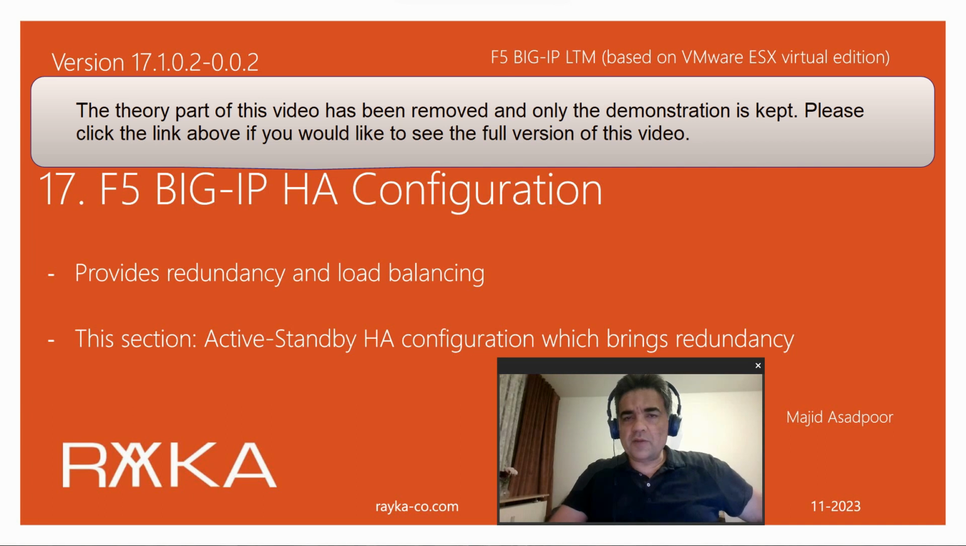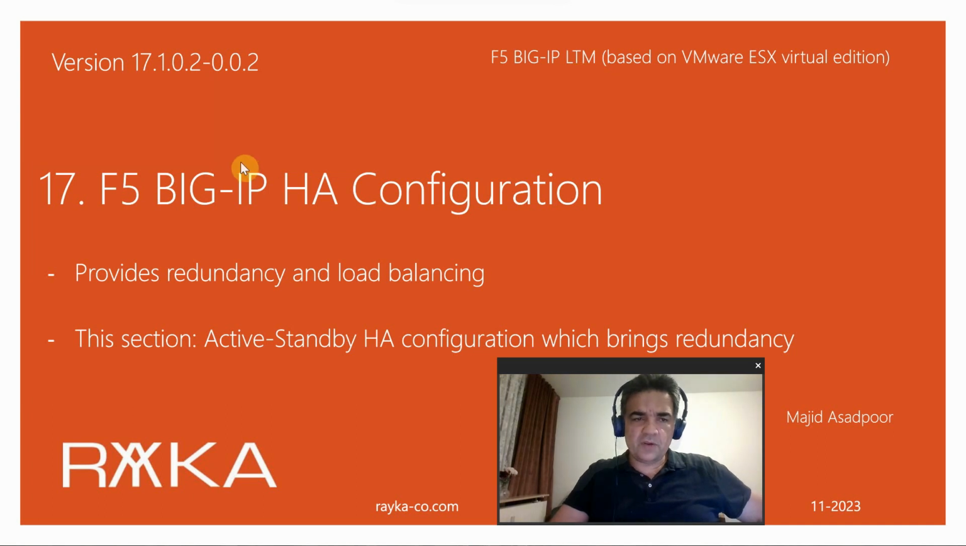You're welcome to another video of the course F5 Big IP LTM. In this section we are going to start to configure HA, or high availability, in F5 Big IP devices, which brings redundancy and load balancing to your Big IP devices. In this section we will implement the active standby version of HA, which brings redundancy, but in the next sections we will implement the active version of HA, which brings both redundancy and load balancing.